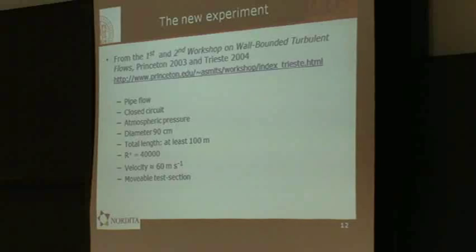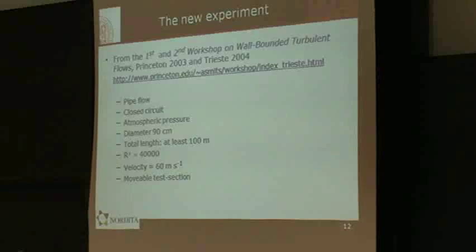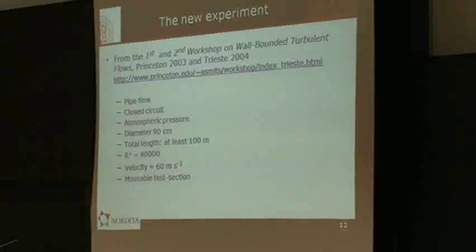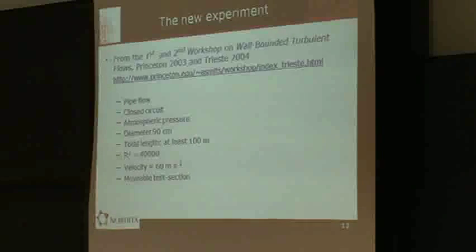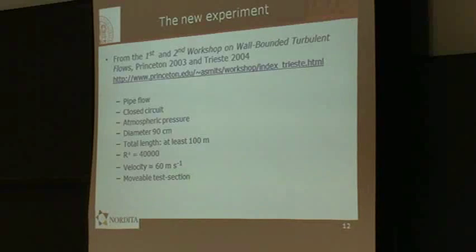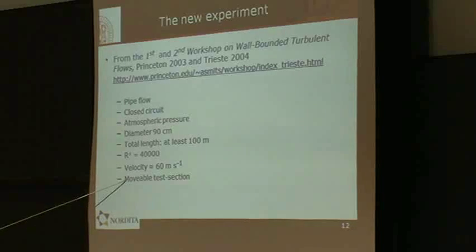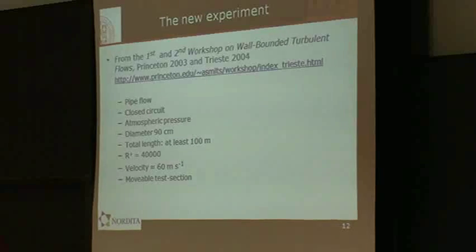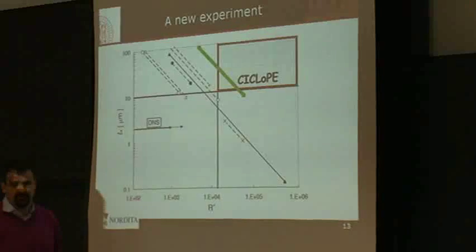So this facility, we said, should be a pipe flow. It has to be closed in order to control all the parameters. It has to be at atmospheric pressure in order to have easy access. The diameter should be 90 centimeters, and the length at least 100 meters. R+ is 40,000, and the velocity should be limited to 60 meters per second. We don't want to deal with compressibility effects. And then, of course, we should have the possibility to measure in different sections of the pipe. So these were the requirements.